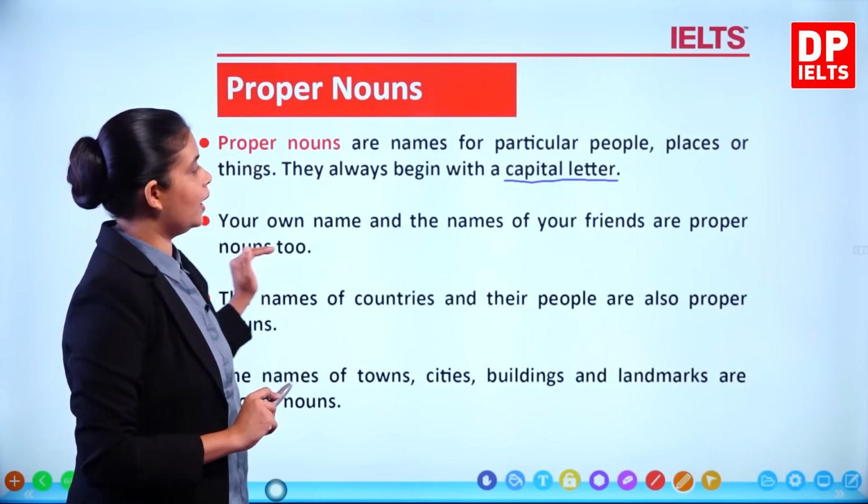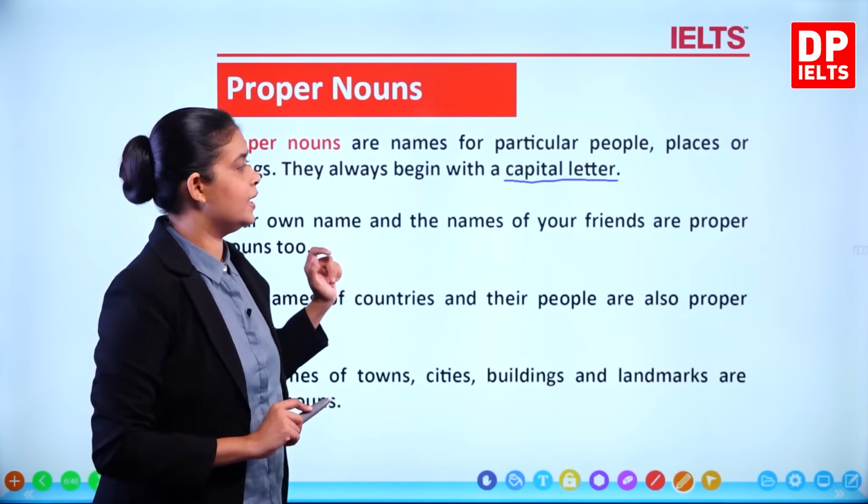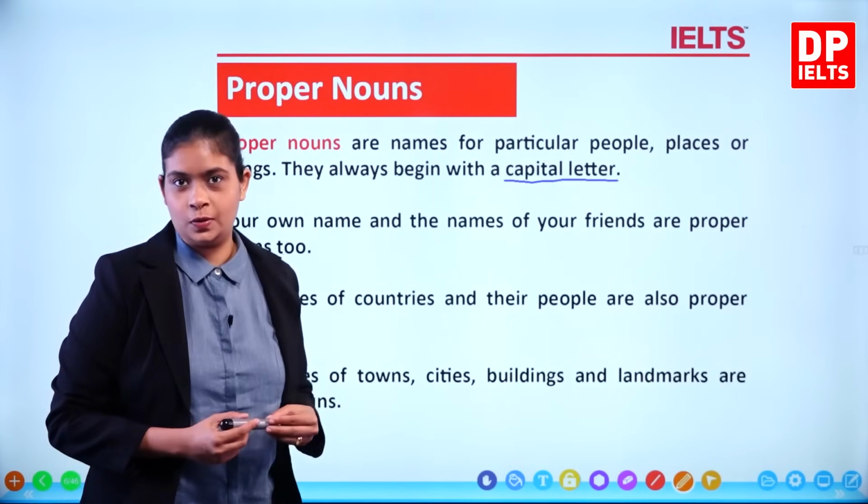Now, if you have a look at names, your own name and the names of your friends are proper nouns.